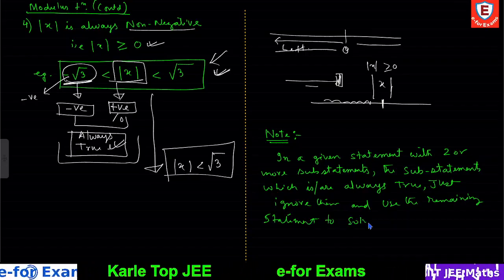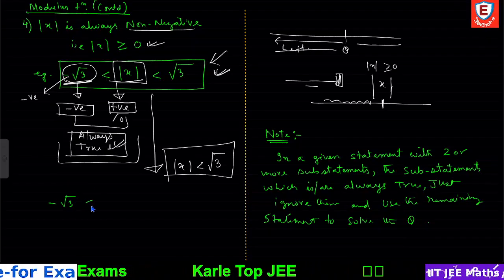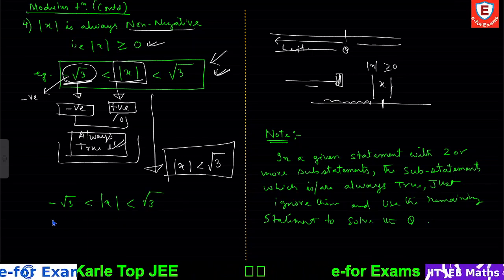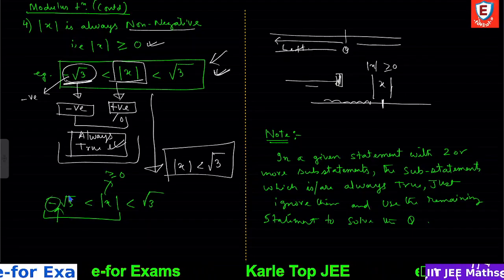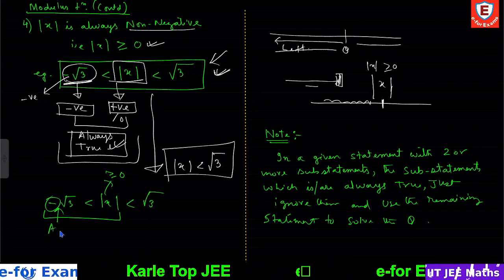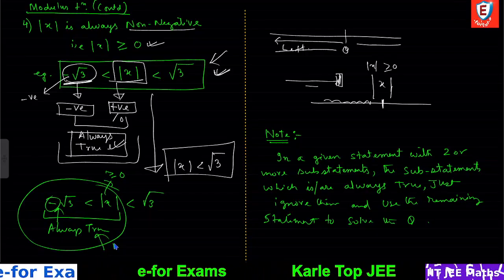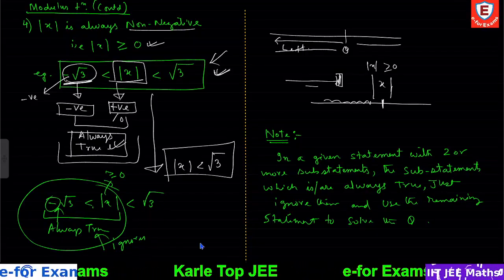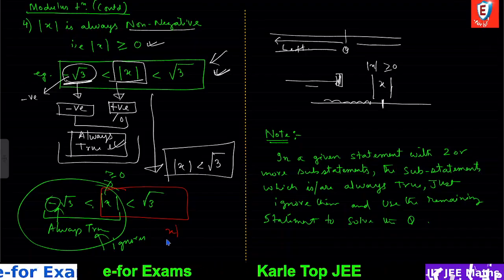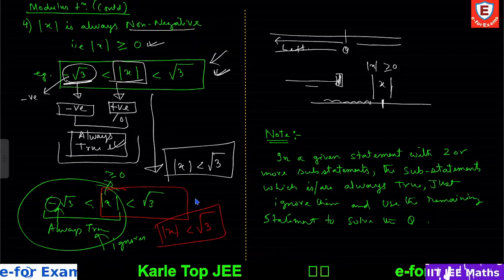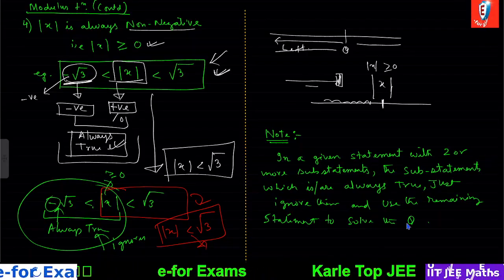Okay, here see, minus root 3 is less than mod x less than root 3. Here this is always true: mod x is always non-negative, greater than or equal to 0, and this is negative. Negative is less than non-negative, always true, a universal truth. So this part of the statement can be ignored. So the remaining part, mod x less than root 3, we will proceed with this. Then from here we will continue solving the question. Got it?